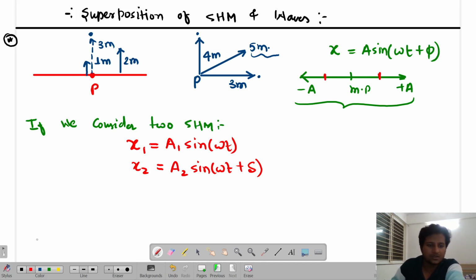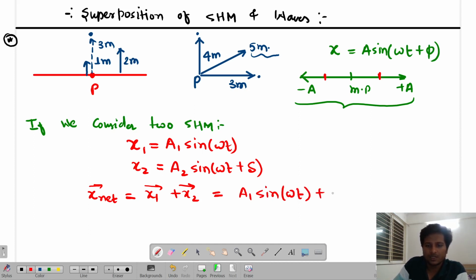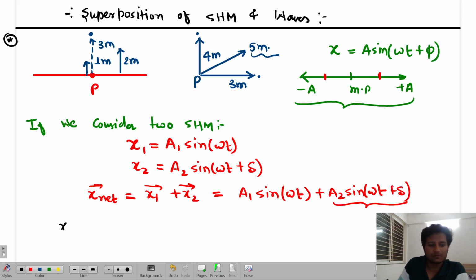Now you know that x net is given as vector x1 plus vector x2, isn't it? The total superposition of SHM, the vector sum of SHMs, isn't it? So that will be equal to how much? a1 sin omega t plus a2 sin(omega t plus delta), or not? Are you able to get me? Now, basically this is sin(a plus b) form, isn't it? So if I write the sin(a plus b) form, then what will it become?